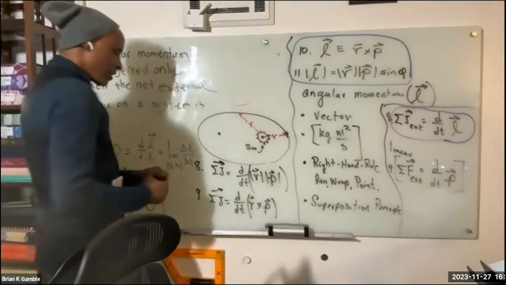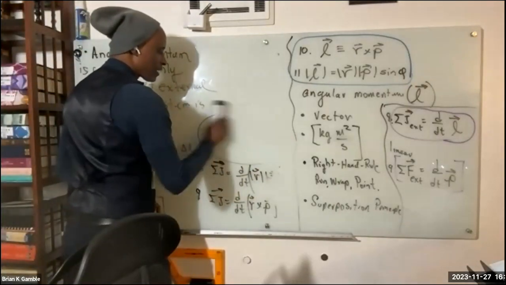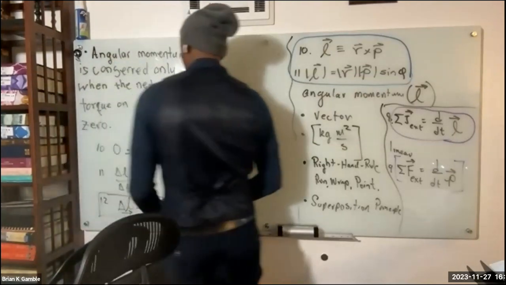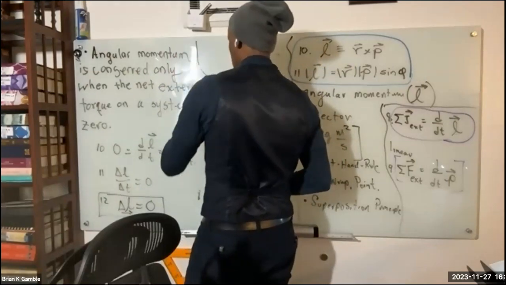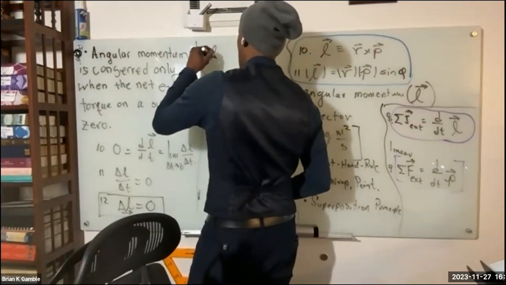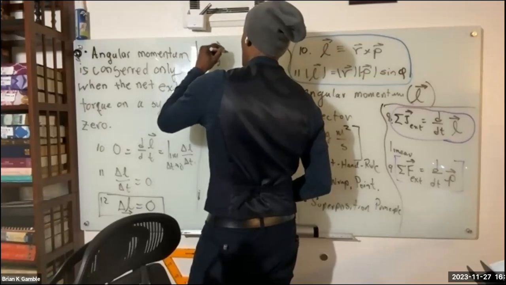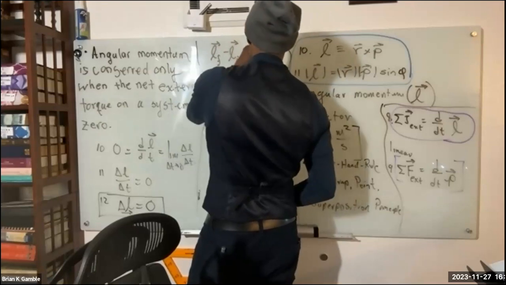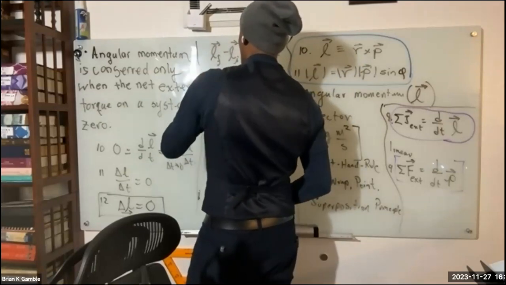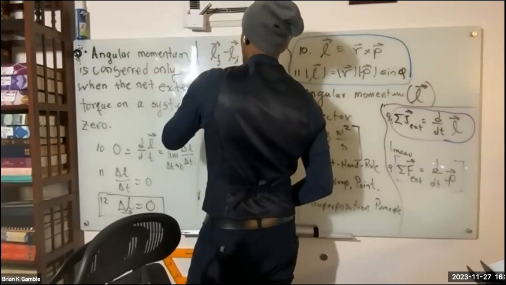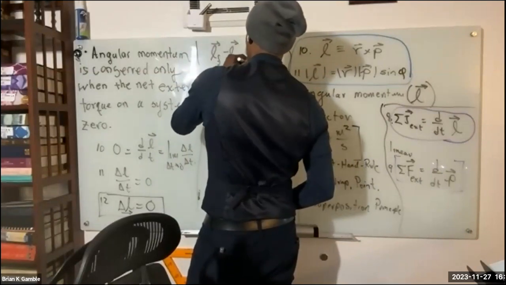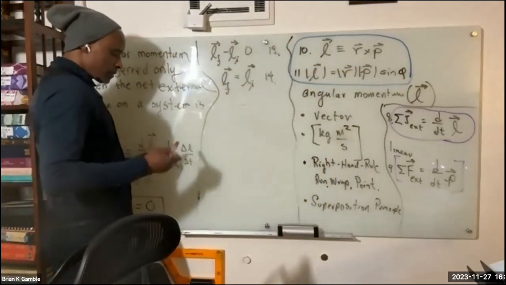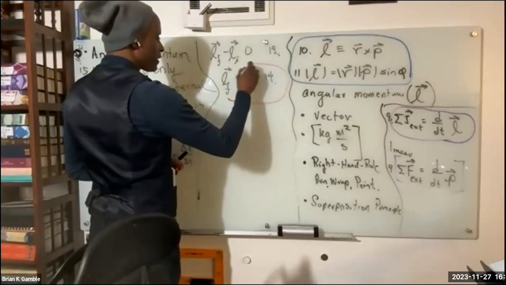But the version that I like the best is the following. If delta L is equal to 0, that means that delta L is L final minus L initial, which then gives rise to L final equals L initial. All right, and that's it. That's conservation of angular momentum.